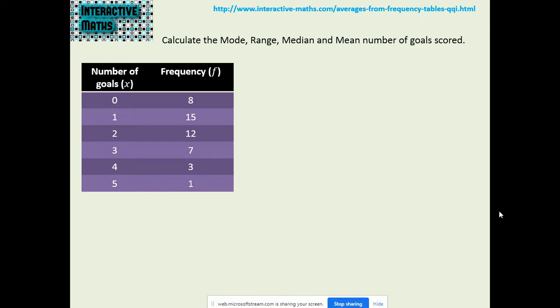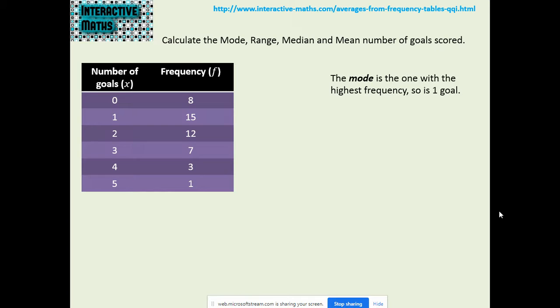For the number of goals, 0 goals scored, the frequency was 8. 1 goal scored, the frequency was 15, and so on. So the mode now, remember, what does the mode mean? Mode means the most common. You've heard of that, right? When you're looking at a table, the mode is the one with the highest frequency. So which one has the highest frequency? If you look at the frequency column, the highest is 15. So you go across.